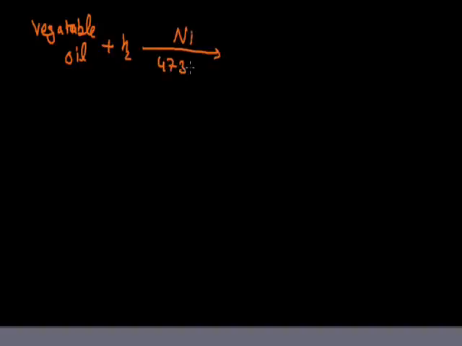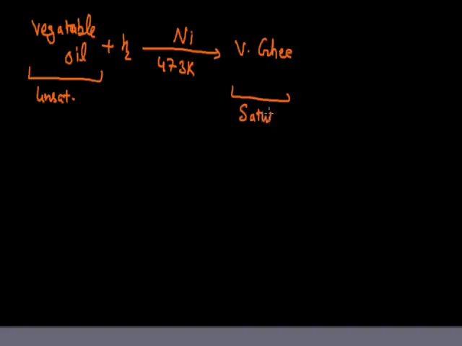This hydrogenation reaction is also used in the formation of vegetable ghee. Initially we take vegetable oil, and to destroy the unsaturation it is reacted with hydrogen in the presence of catalyst nickel, and the temperature is also specific, that is 473 Kelvin. So by the reaction of hydrogen on this vegetable oil, an unsaturated hydrocarbon, a saturated hydrocarbon is formed, and this saturated hydrocarbon is termed as vanaspati ghee, which is found in solid state.